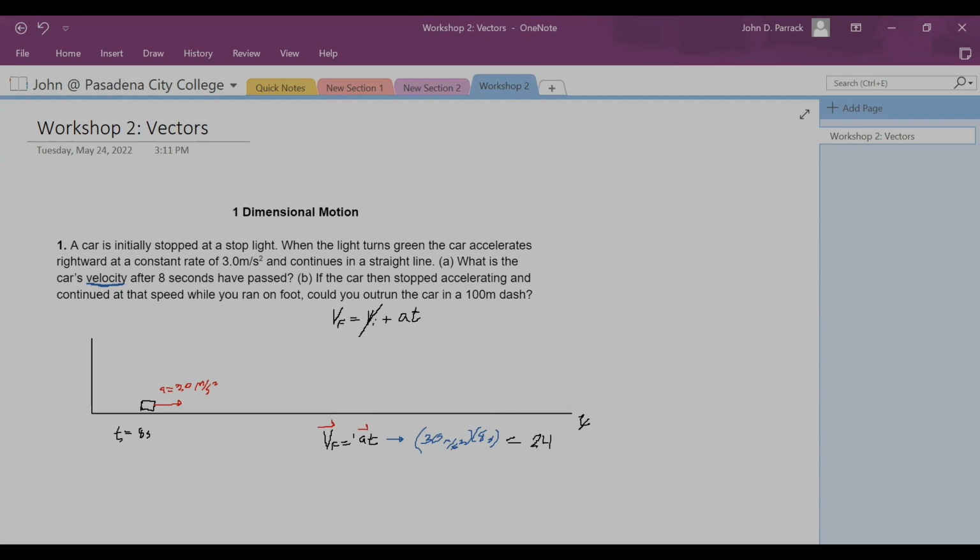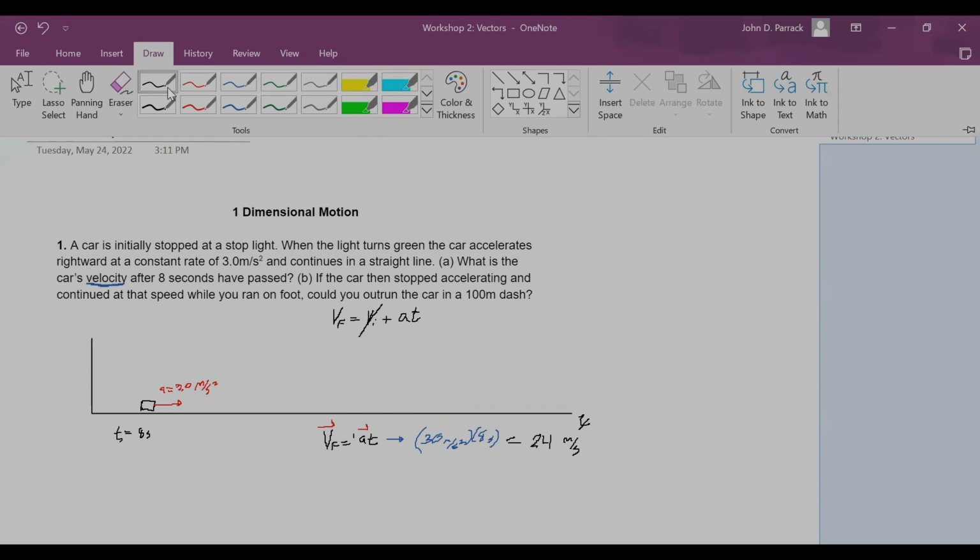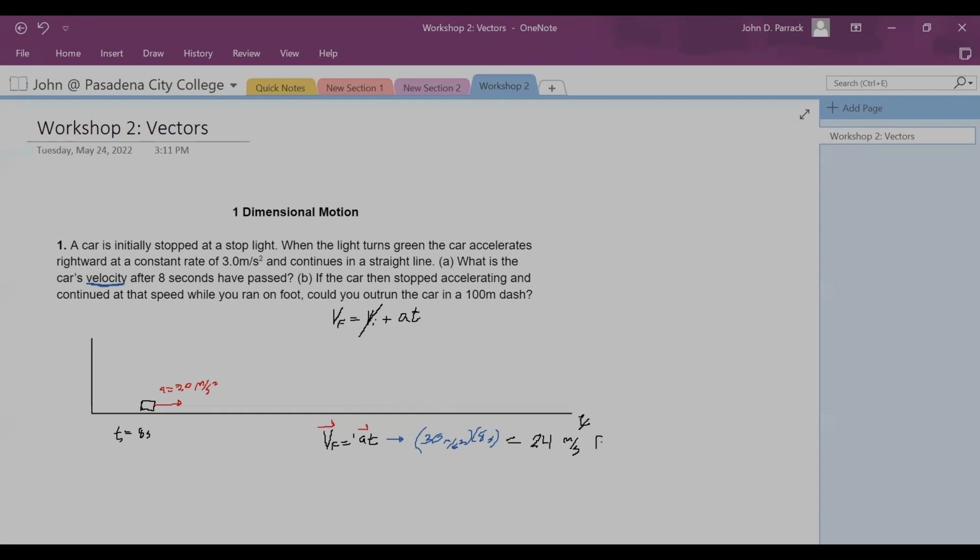Okay, so we have 24, and then what are our units going to be? We have meters per second squared times seconds. So one of those seconds cancels out, and we're left with meters per second. And that's what it should be. That is a velocity, so that all checks out. The question is, what is the direction? And the answer is the direction is still positive, right? So we're still going rightward. So we're going to say 24 meters per second rightward, to the right, from our frame of reference.